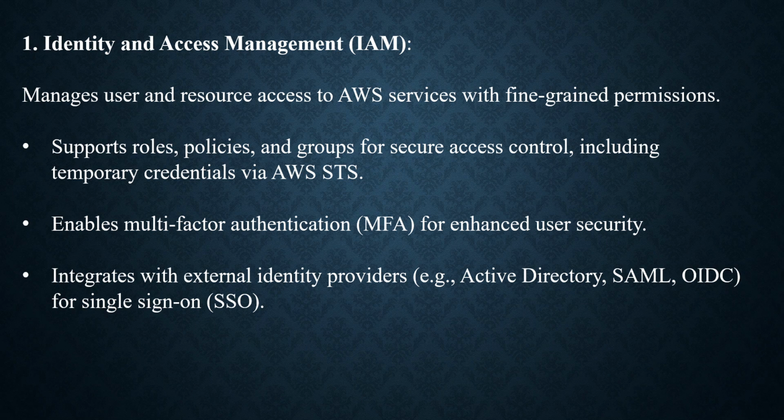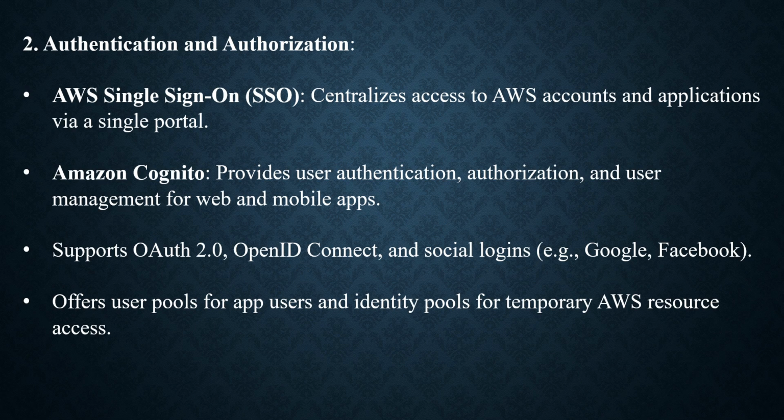What is identity and access management? It manages user and resource access to AWS with fine-grained permissions. It supports roles, policies, and groups for secure access control, and temporary credentials via AWS STS. IAM uses the least privilege principle, granting only the permissions needed. IAM is heavily used for cross-account access and service-to-service access, such as EC2 and Lambda.